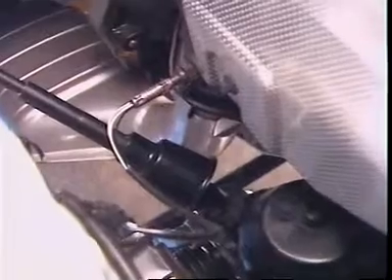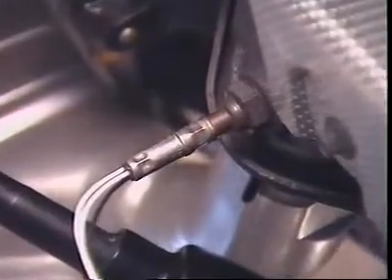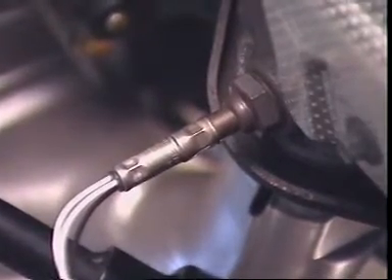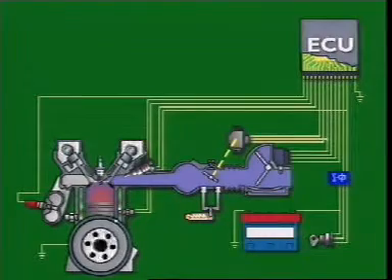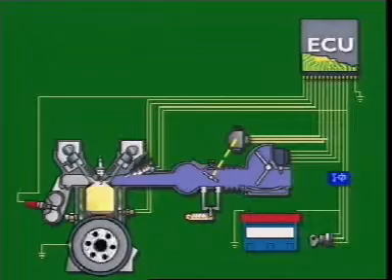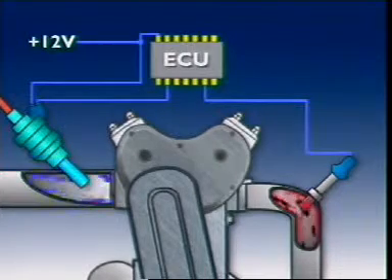Most systems also use a sensor in the exhaust manifold to gauge the amount of oxygen in the exhaust gases leaving the engine. This indicates how well combustion is being completed, which in turn indicates the air-fuel mixture entering the engine. A voltage signal is then relayed back to the control unit to indicate whether the mixture is rich or lean.